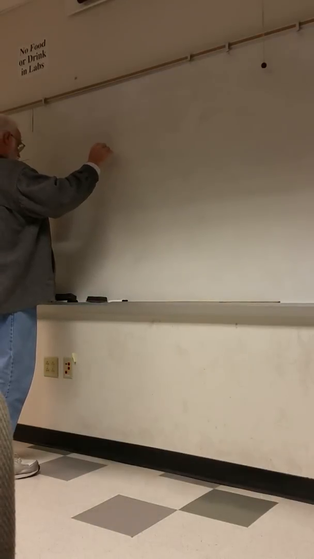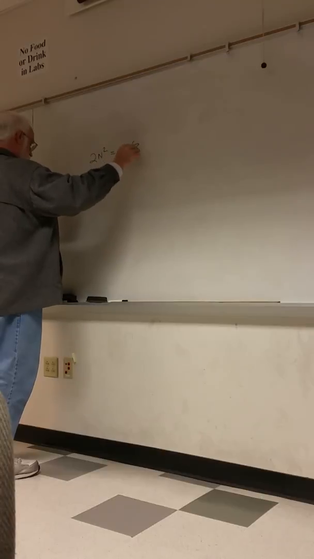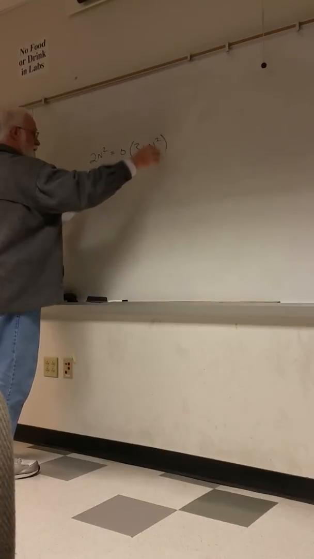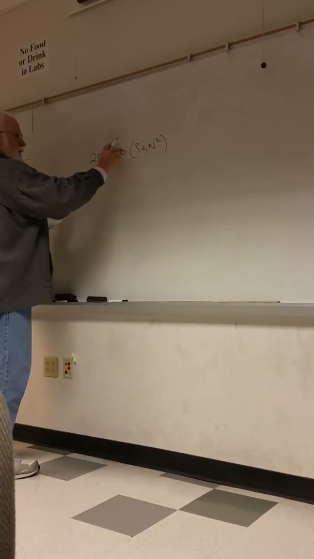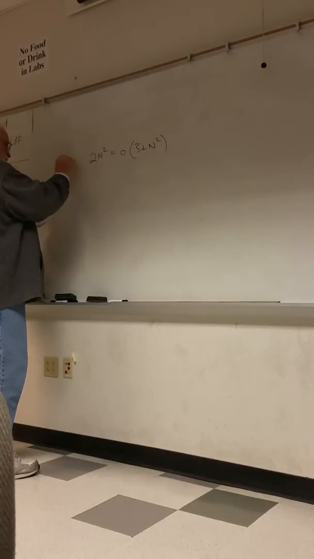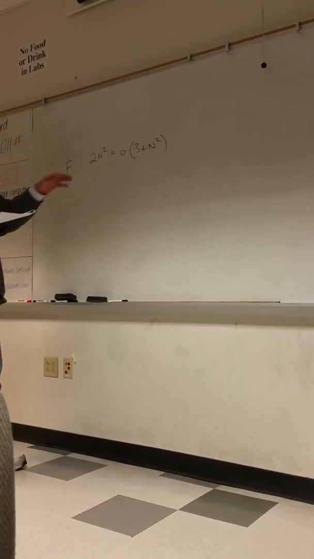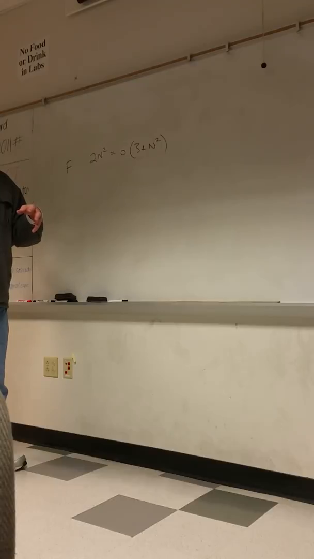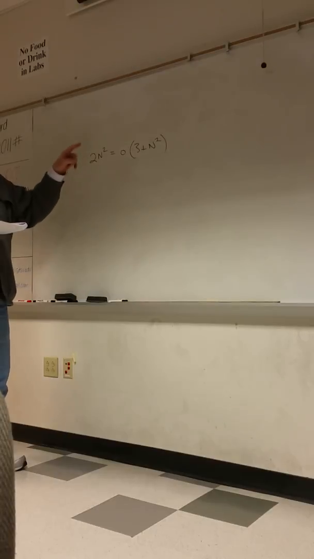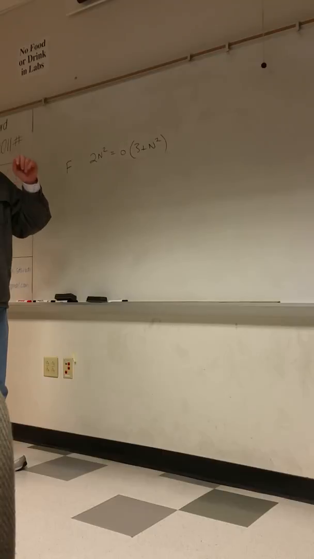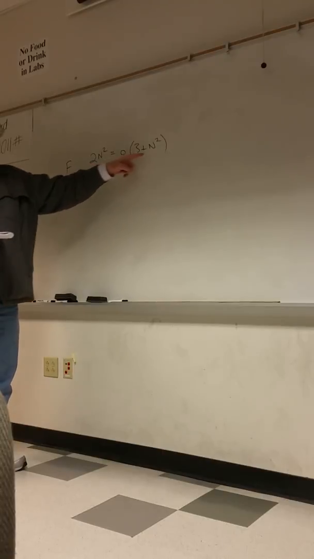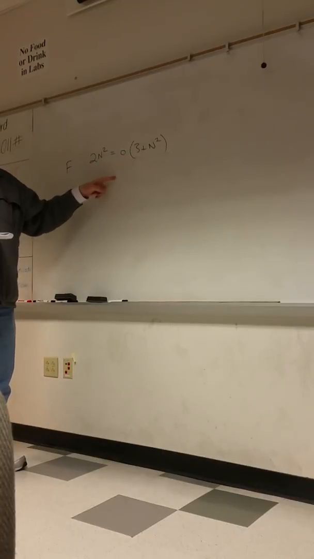Let's see here. 2n squared is little o of 3 plus n squared. Okay, that one is going to be false, and the reason it's false is because to be little o, you can't be big theta. To be little omicron, you can't be big theta. Those are strict, okay? So it's not less than or equal, it's less than. It's not greater than or equal, it's greater than. And these two are going to be in the same big theta class.